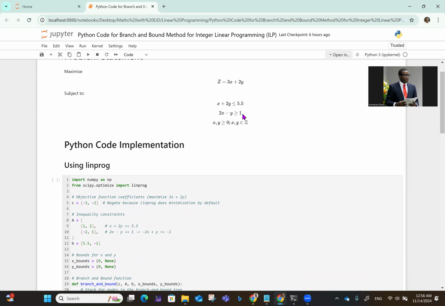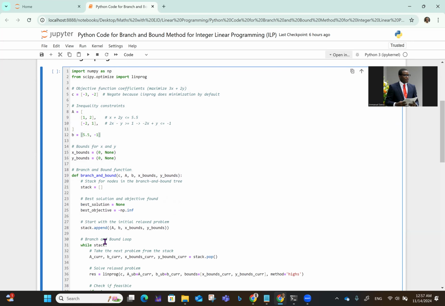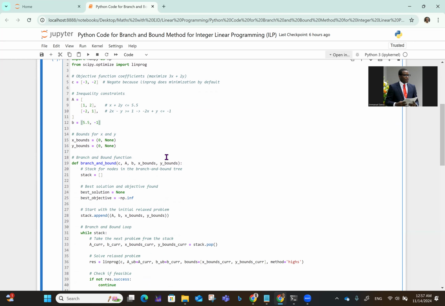But for this one, it's a greater than or equal to constraint, and it's always good to make it a less than or equal to constraint. The way to do that is to multiply by minus. So you have minus 2x plus y is less than or equal to minus 1. And that is why you have minus 2 from minus 2x and 1 from plus y. Then this minus 1 is in addition to the 5.5. Then, of course, you have the non-negativity constraint.